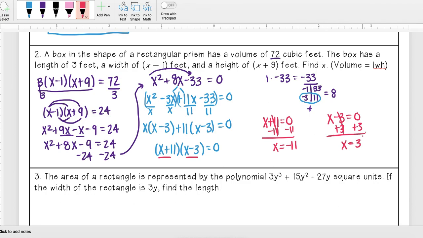Now I need to think about my answers for a second. If x equals negative 11, that means that, for instance, if I put negative 11 into x minus 1, my width would be negative 12 feet. And that can't happen. I can't have negative feet of something. So that means my answer can't be x equals negative 11. So it's just going to be x equals 3.